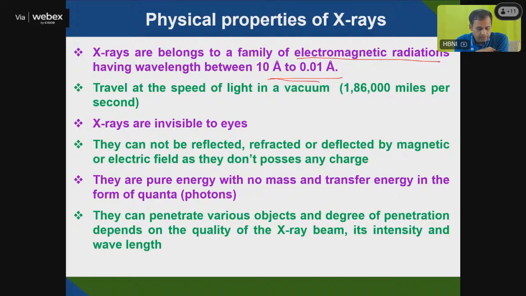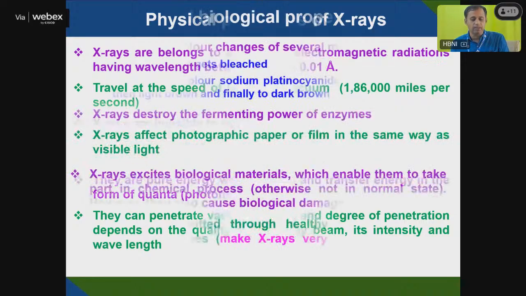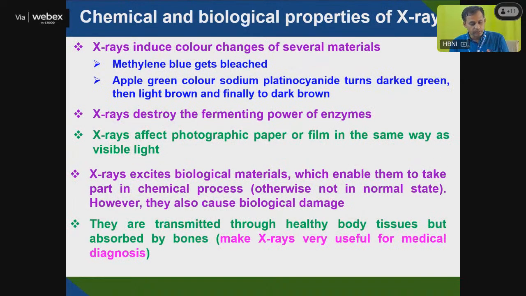You can't see them. They can be reflected or refracted, but are not deflected by magnetic and electric fields, as they don't possess any charge. They are pure energy with no mass and transfer energy in the form of quanta, called photons. They can penetrate various objects, and the penetration depth depends on their intensity and wavelength. These are the physical properties. If you see the chemical properties, X-rays induce color changes in several materials.